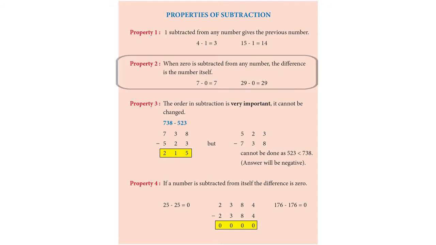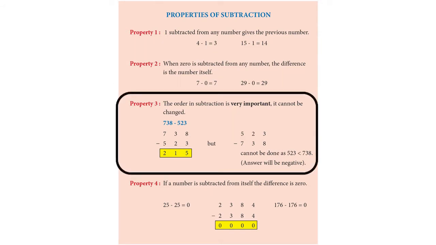Listen carefully. Property 3 says the order in subtraction is very important. It's in bold. That means it's very important. It cannot be changed. But in addition, remember, the order of addition can be changed anyway. No problem. You get the same answer. But in subtraction, the order of subtraction cannot be changed.